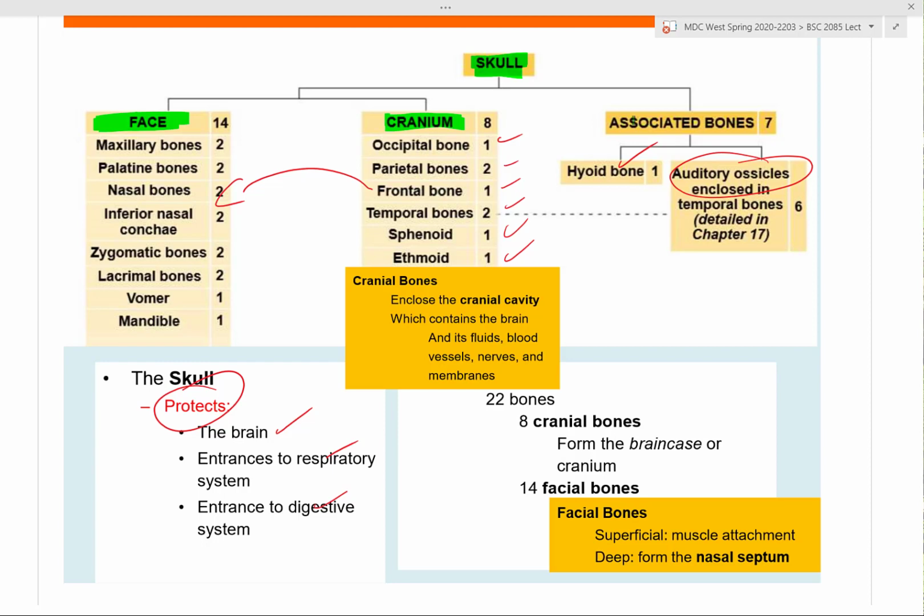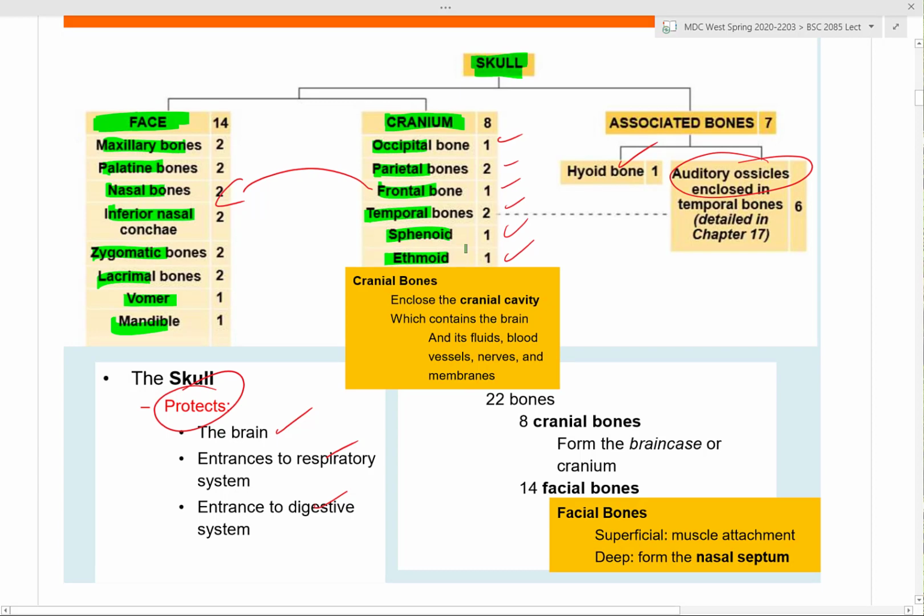So all I care is that you guys know the bones of the face, which you guys know that your face does not include what? The frontal bone, right? So maxillary bones, palatine bone, nasal bone, inferior nasal concha, zygomatic, lacrimal, vomer, mandible. Hopefully that's not a new thing that you're getting from me right now, right? Because, again, covering the lab. Cranium. Your cranium is made out of what? Occipital bone, parietal bone, frontal bone, temporal bone, sphenoid, and your ethmoid.